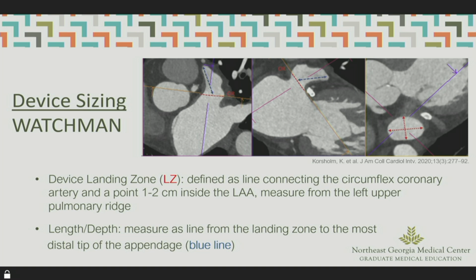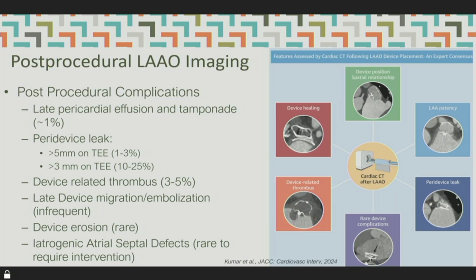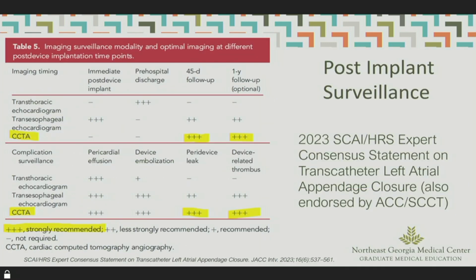Now when it comes to post-procedural left atrial appendage imaging, it allows you to see a lot of different things. The main things that we're looking for specifically are peri-device leak or device-related thrombus, but it also gives you imaging if a patient were to have some kind of late pericardial effusion, or if the device migrates. Cardiac CT gives you really good evaluation of all of that.